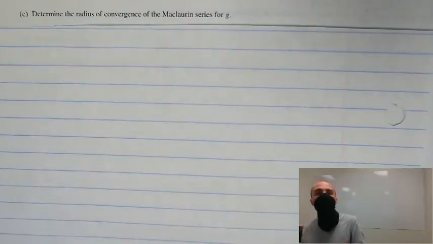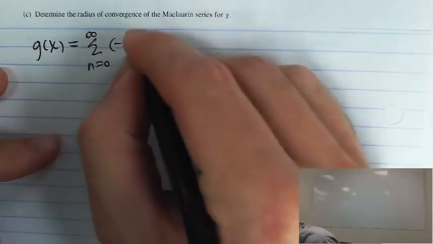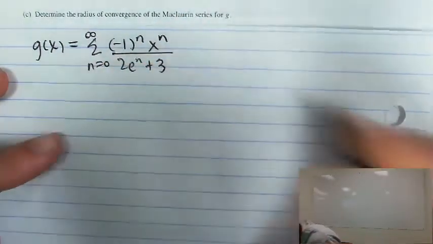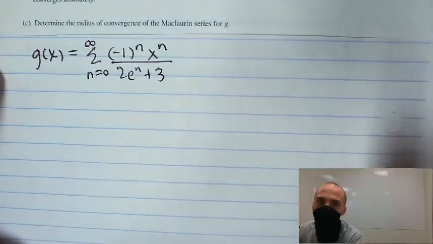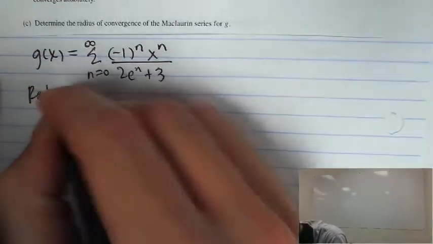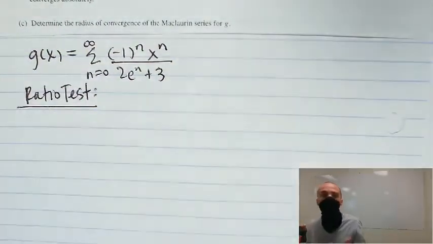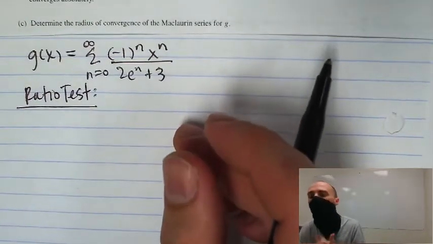Now in part C, they're going to ask us to determine the radius of convergence of the Maclaurin series for G. Well, I'm going to copy that back down. G of x equals the sum from n equals 0 to infinity of negative 1 to the n, x to the n, divided by 2e to the n plus 3. And I'm going to run the ratio test on this thing. I don't want the full interval of convergence, just the radius. So I'm going to try to get it down to the absolute value of x divided by a number being less than 1, then that number I'm dividing by will be the radius.